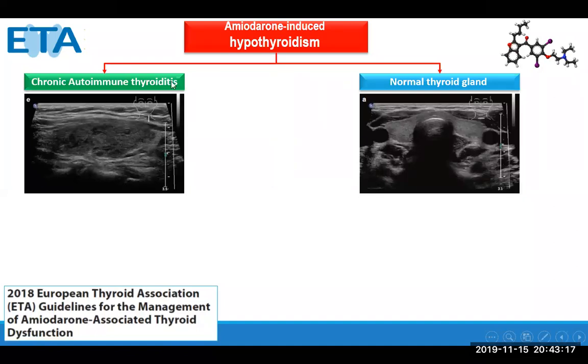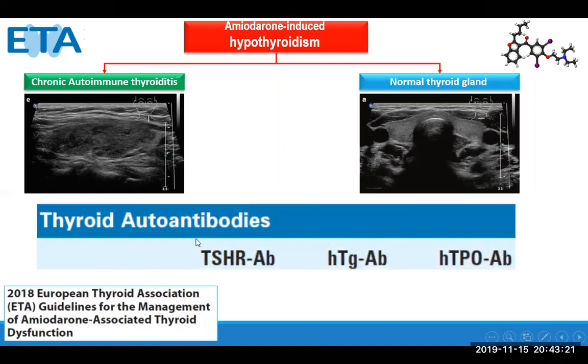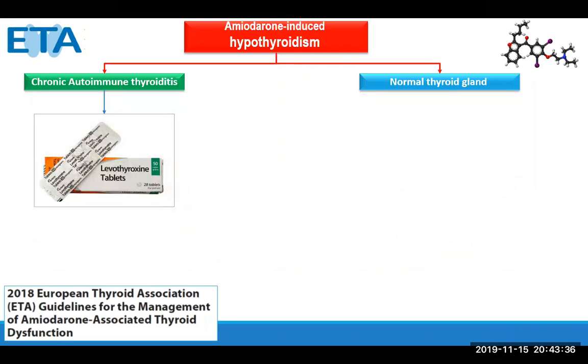If the patient has chronic autoimmune thyroiditis by thyroid sonography, or if you do thyroid autoantibodies, which are TSH-receptor antibody, which diagnoses Graves' disease, or other autoimmune antibodies, anti-TPO or anti-TG, which are less specific. According to these results, if you diagnose underlying chronic autoimmune thyroiditis, we must treat with levothyroxine. If there is a normal thyroid gland with normal thyroid autoantibodies, the first question is, can amiodarone be stopped or not?